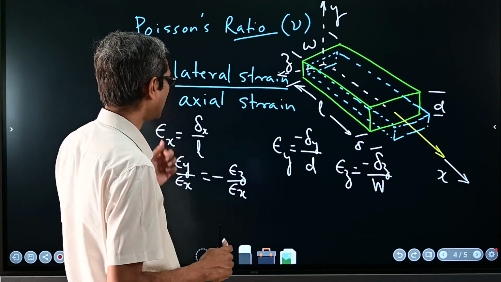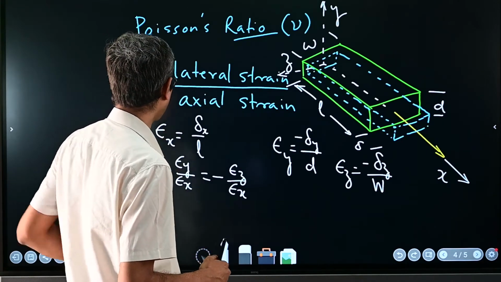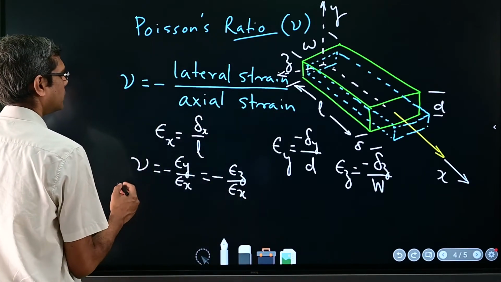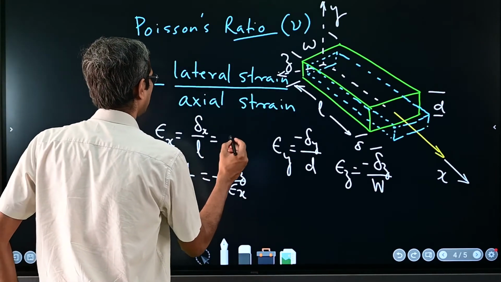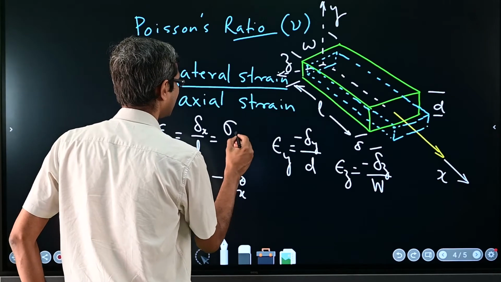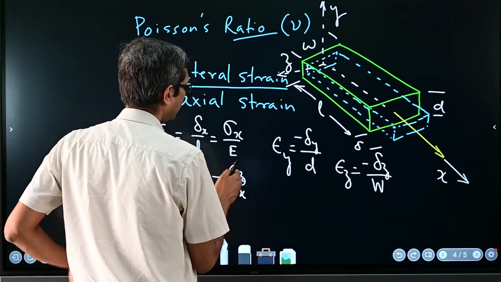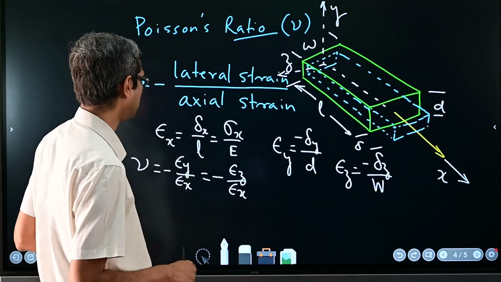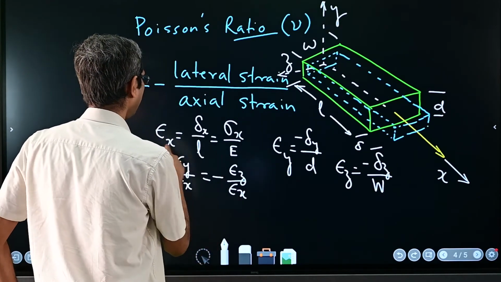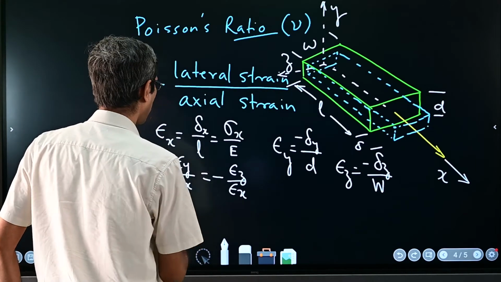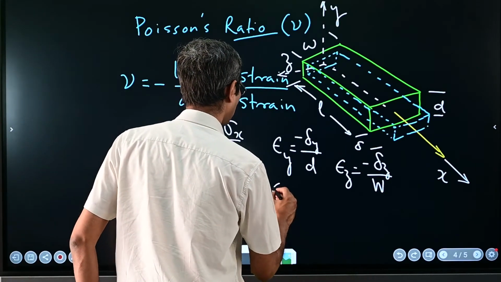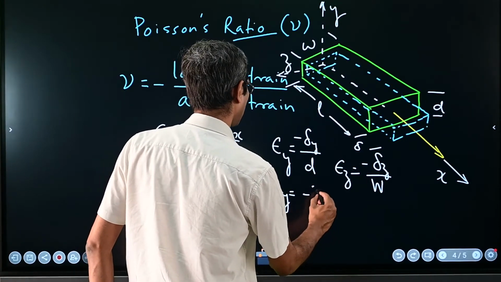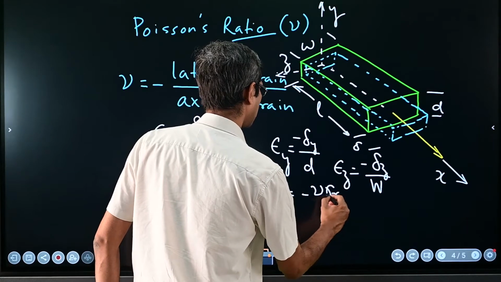But before that, for completeness, I can write one point here. Now if this is so, this is nothing but, in terms of sigma if I want to write, sigma x over E, right? And E also is the same from point to point and in all directions because of homogeneity and isotropy. And if that is so, then epsilon y can be written as negative nu sigma x over E.